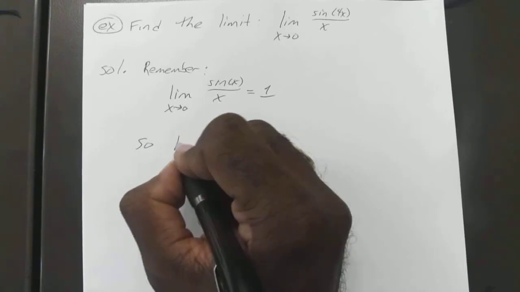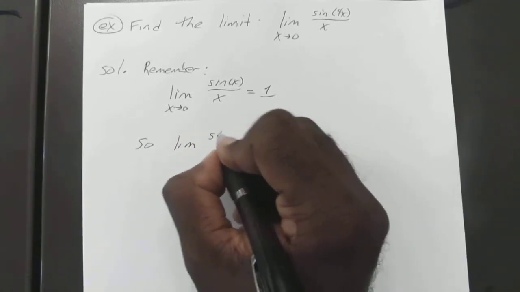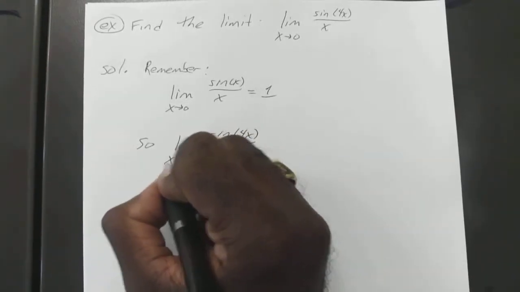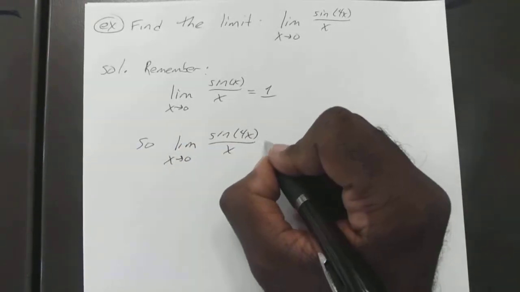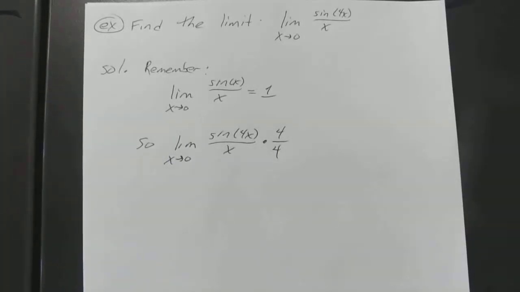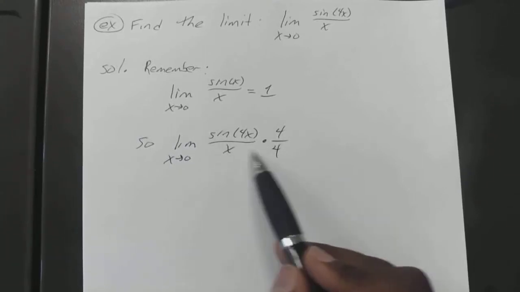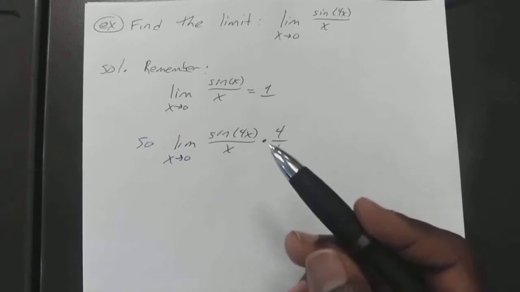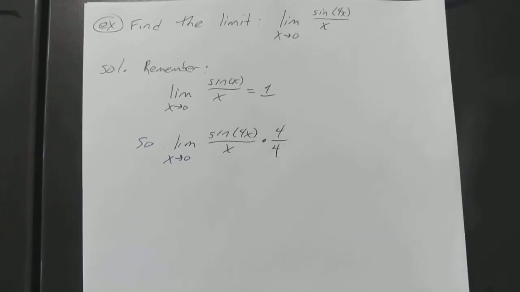So all we have to do is get the limit of sine of 4x over x as x approaches 0 and multiply by 4 over 4. Because now we have 4 times x in the denominator, we can just get this 4 and move it out to the front. As long as you just move it out to the front, you didn't change the value, because all you did was multiply it by 1. So that's where you get the 4 over 4.